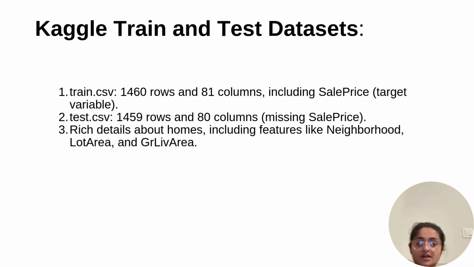Kaggle train and test datasets. There are two CSV files: train.csv, which has 1460 rows and 81 columns, including the sale price target variable, and test.csv, which has 1459 rows and 80 columns, missing the sale price. They contain rich details about homes, including features like neighborhood, lot area, and above-ground living area.